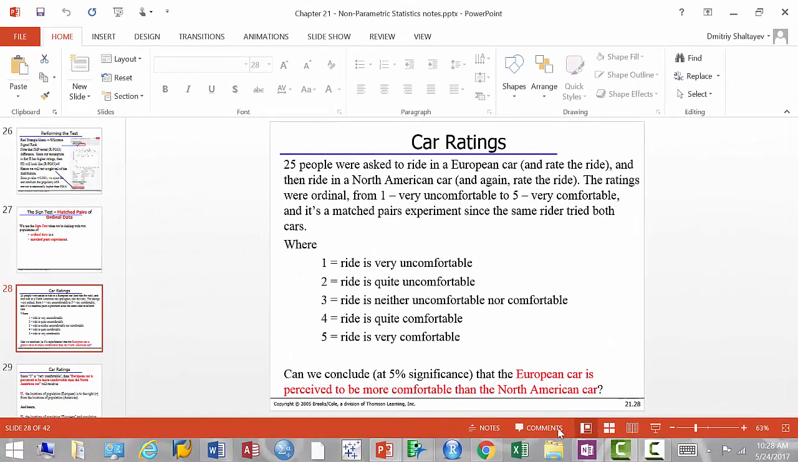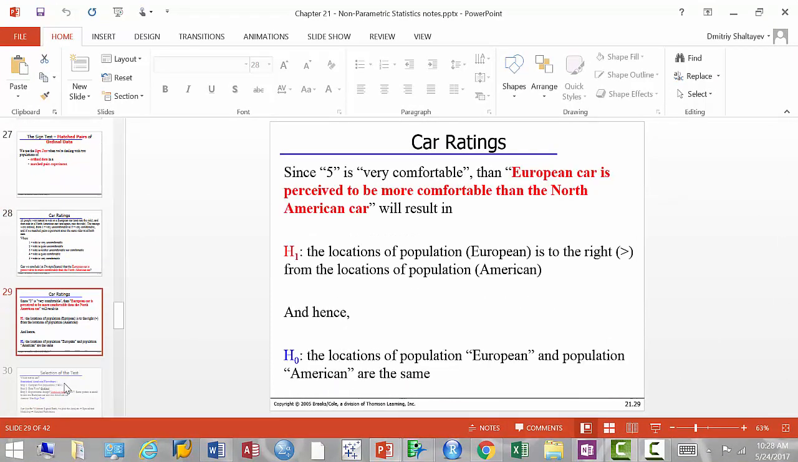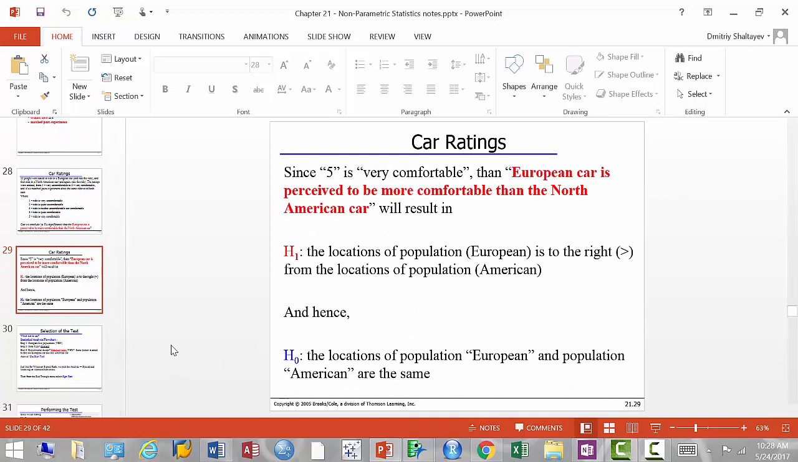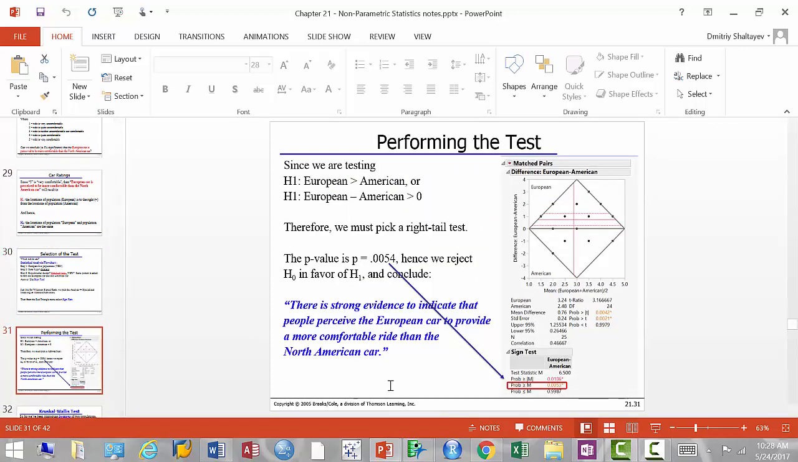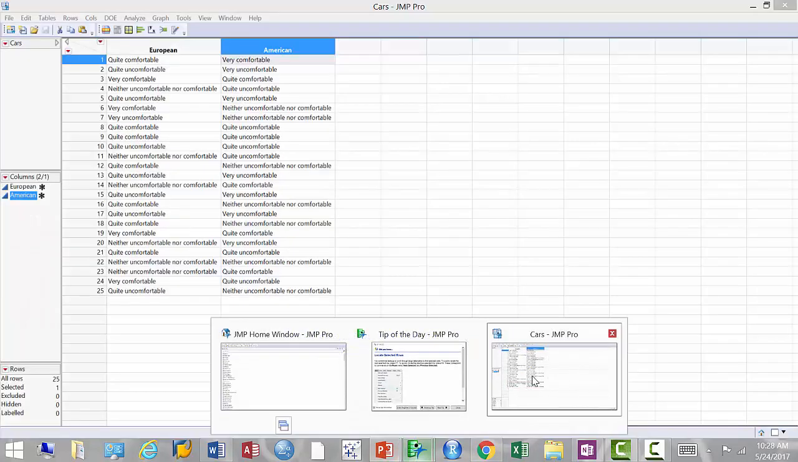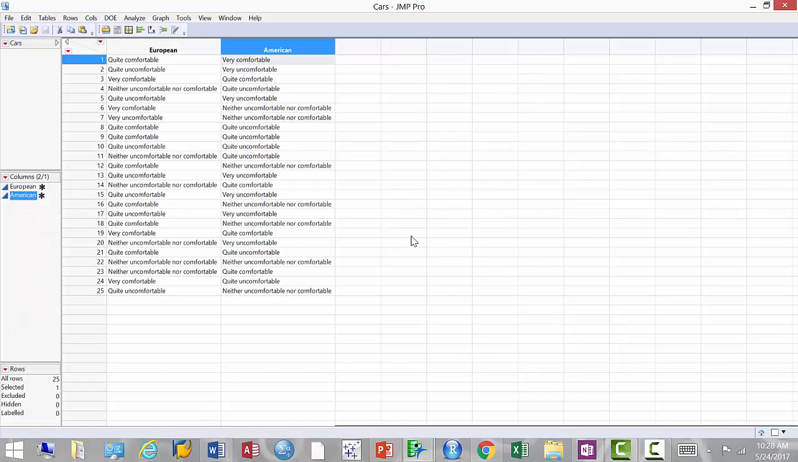All right. Now let's go ahead and do the test. These couple of slides pretty much go through the same stuff, right? The location of European is to the right. Okay, and now let's do the actual test. So let's go back to the file. Now, because samples are matched pairs, I don't have to stack them, right? I can just go ahead and use the analysis tool with samples the way they are.